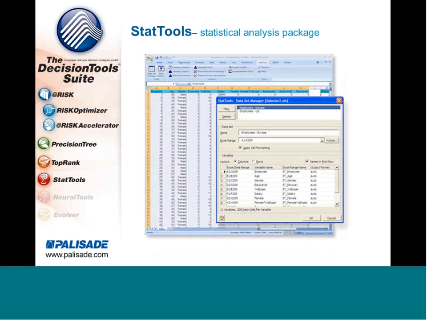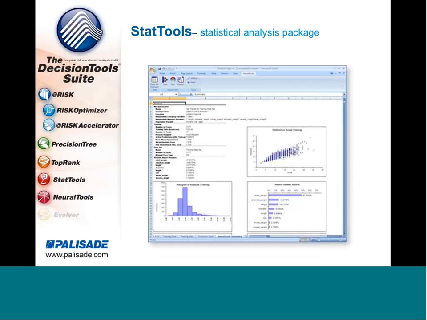DecisionTools replaces Excel's built-in statistics package. We have provided tools that are more robust and accurate, so a lot of statistical analyses can be done with StatTools, regression analysis, forecasting, and such. NeuralTools is a neural networking tool. It allows you to take data that you have and train that data with our neural network. It'll then find patterns within your data and allow you to make predictions based on those patterns that are in your data.